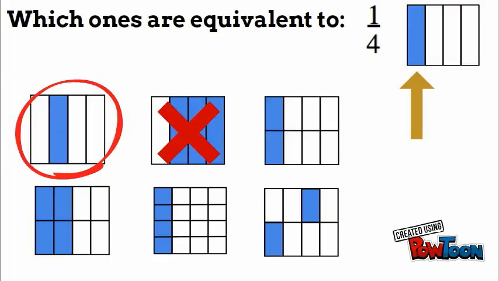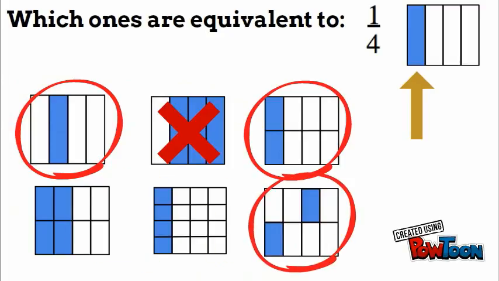Now if we look to the one to the right of that, it's got 8 smaller pieces and 2 are shaded. But we still say it's equivalent because there's the same amount of blue parts shaded. If we look at the one under it, we notice there's still 2 of those little parts shaded. So we're still going to say that's equivalent to it.